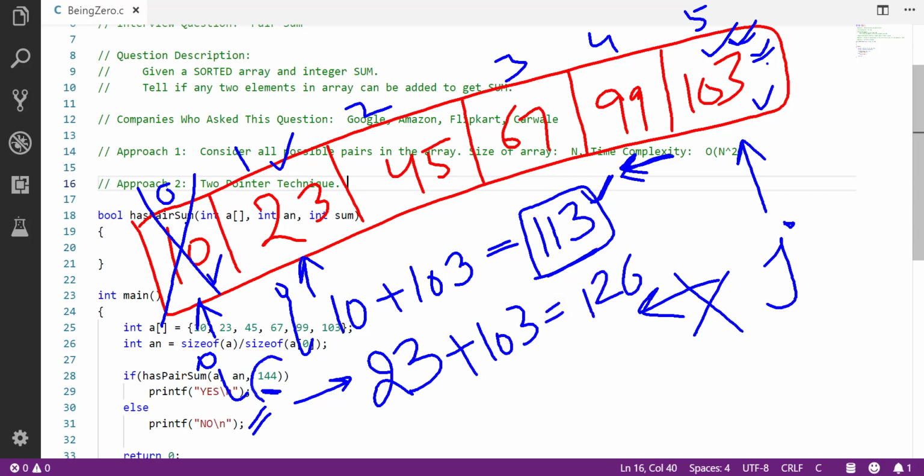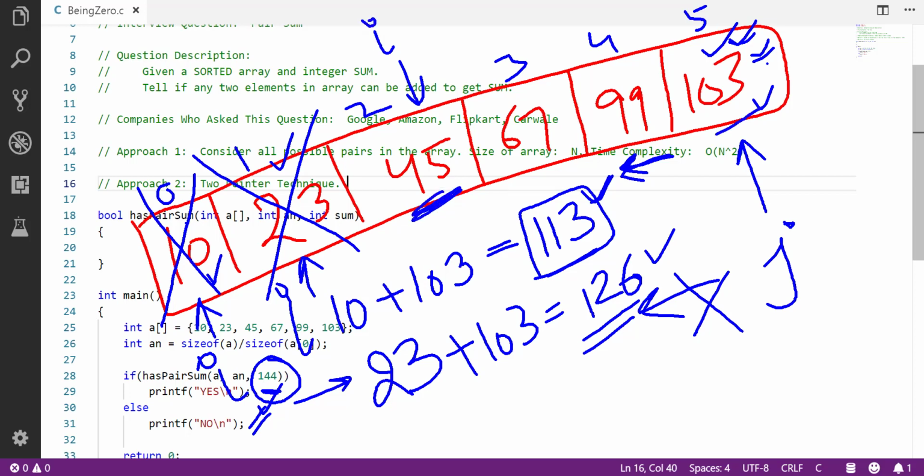Again we compare with the target value we are searching for, which is 144. So 144 is greater than 126. If the sum we are looking for is greater than the value that we are getting right now, again we move i forward. We say let's get rid of this. So i comes to index 2. Now again let's add 45 and 103. So 45 plus 103 will give us 148.